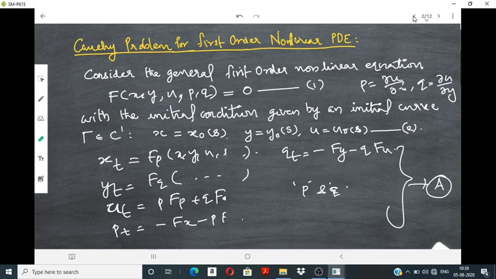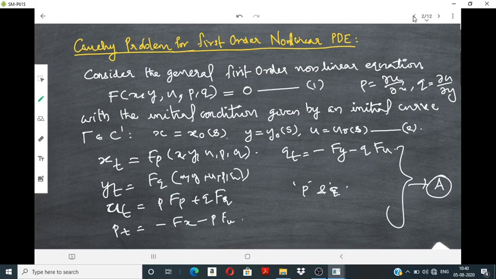And we know from the last lectures the 5 characteristic equations are x_t = f_p at (x, y, u, p, q), y_t = f_q at (x, y, u, p, q), and u_t = p f_p + q f_q, and p_t = -f_x - p f_u, and q_t = -f_y - q f_u.